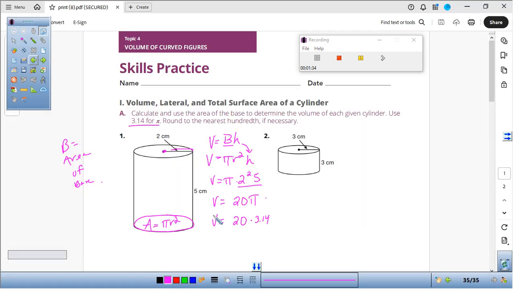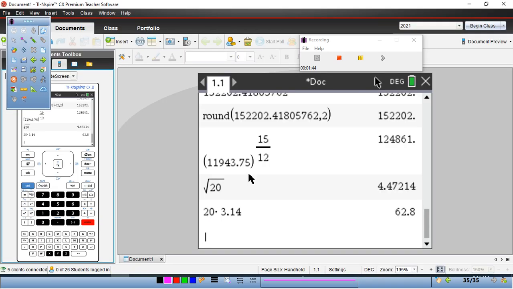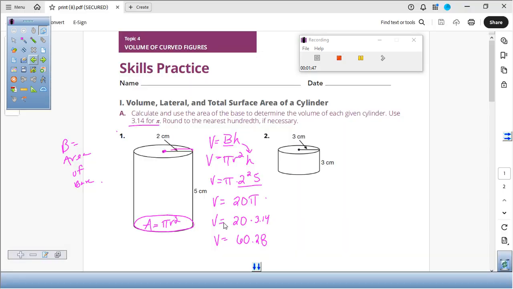And do remember this is volume, so it's going to have, let me see what the numbers were, 62.8, my bad. And this is going to be volume, so it's going to be centimeters cubed.